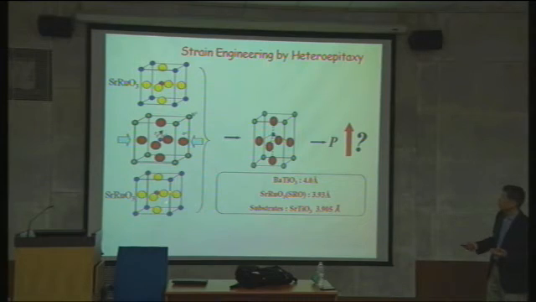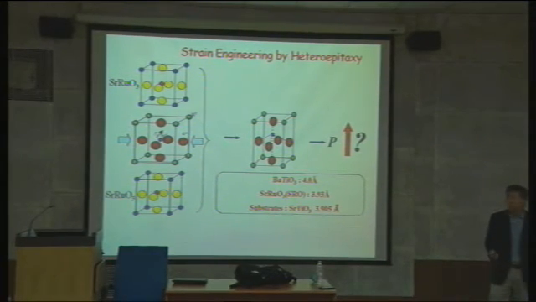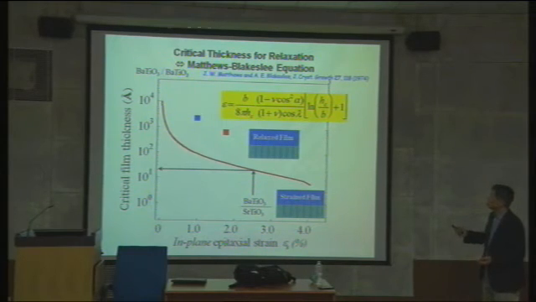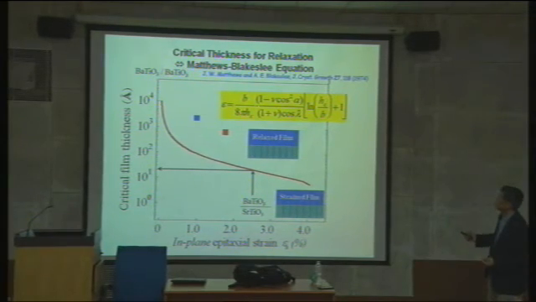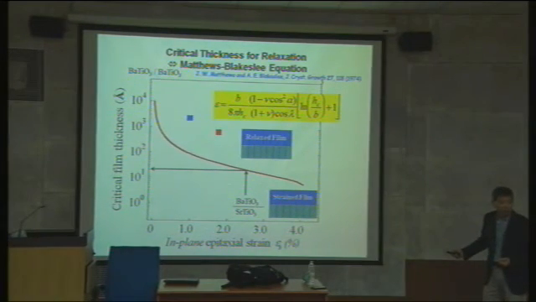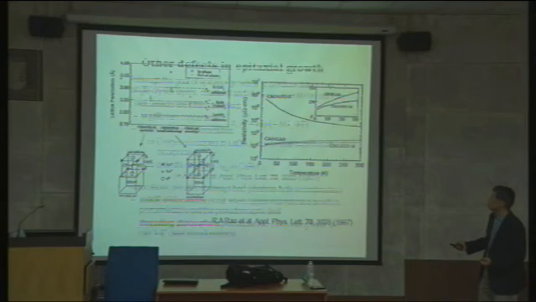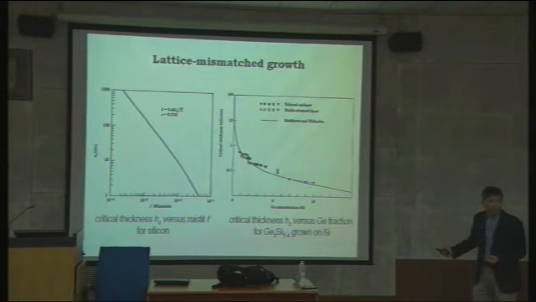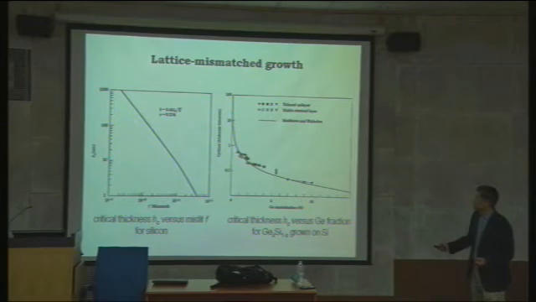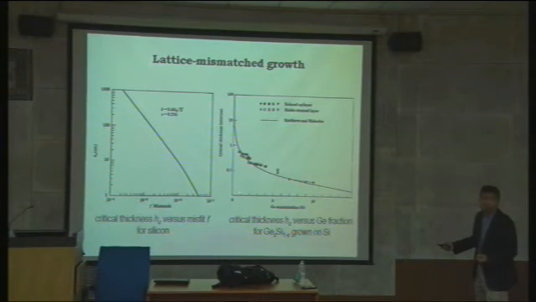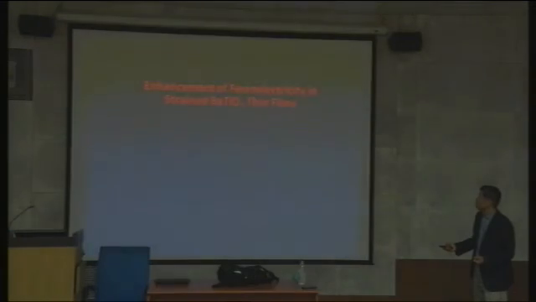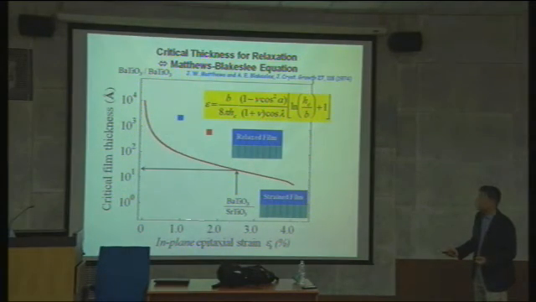So when you have this kind of configuration, this one should have compressive strain and polarization, and the temperature can go high. When you look at this Matthews-Blakeslee equation, you expect a very similar curve. Remember the curve I showed you? This curve is very similar to that curve. This is the critical thickness versus lattice mismatch, strain, and that's what you see here.